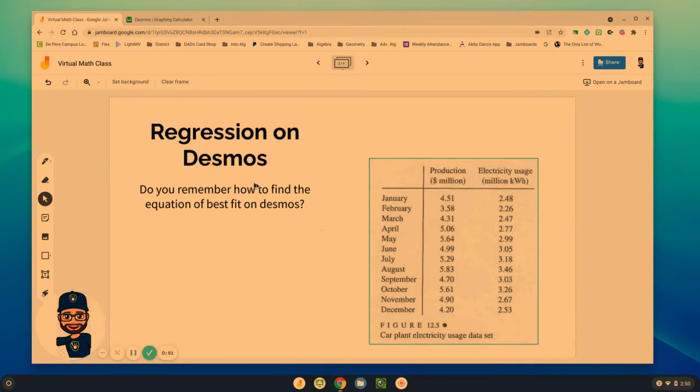If we've got a certain set of data, where this is a car plant electricity usage data set, we can use this set of information to create an equation of best fit, an equation that will represent this line or this information the best. I'm going to label electricity usage as my x-axis and my production as my y. And so I need to put that into a table in Desmos.